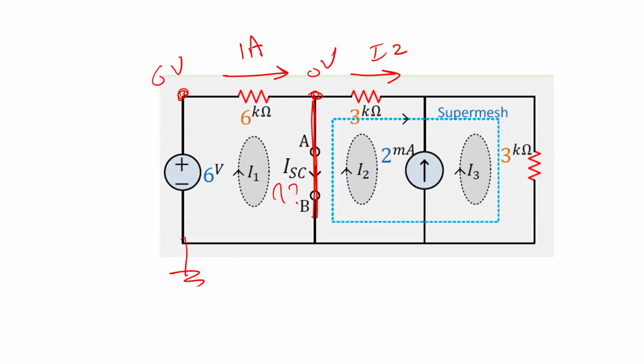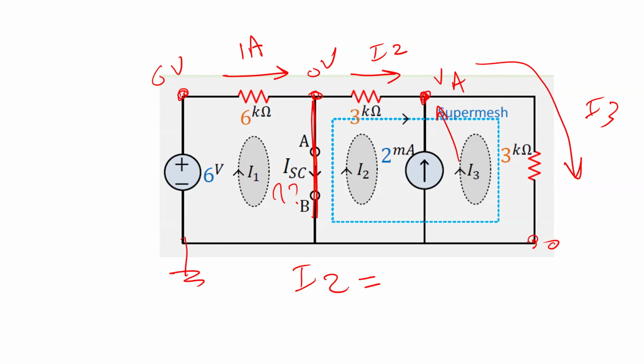Okay, so for example, what I'm going to do right now is, look here, I'm going to call this one VA, and this one is 0, okay? Then we have a current here, I'm going to call it I3. Then I will apply Kirchhoff current law here. So you have one input, I2, which should equal I2 plus 2 milliampere. So this one is entering, this one also is entering, should equal I3. Is that okay? So here, what is I3? It should be VA minus 0 divided by 3.